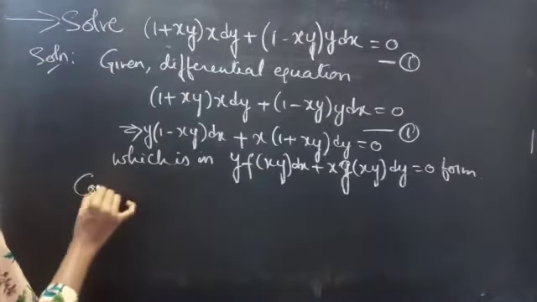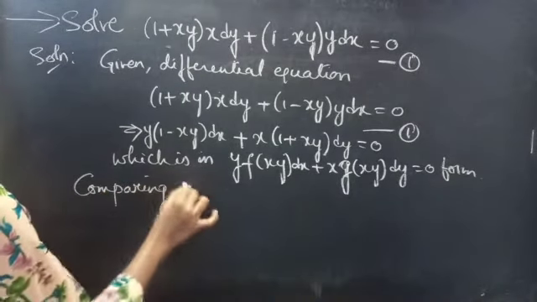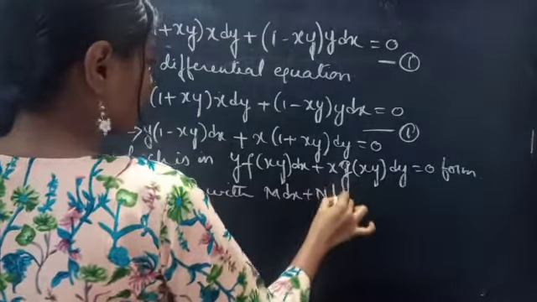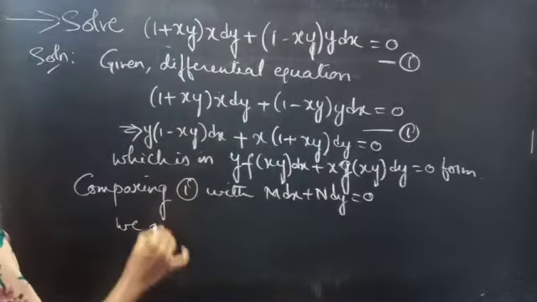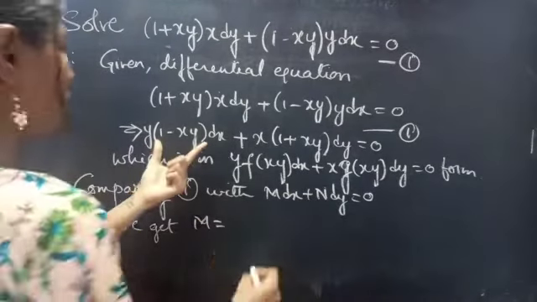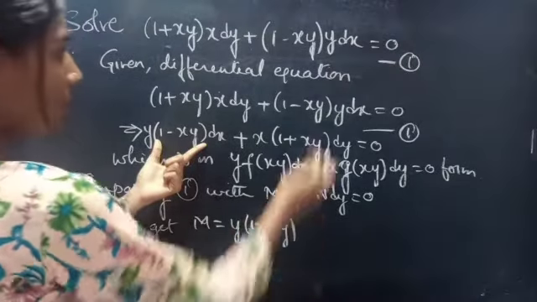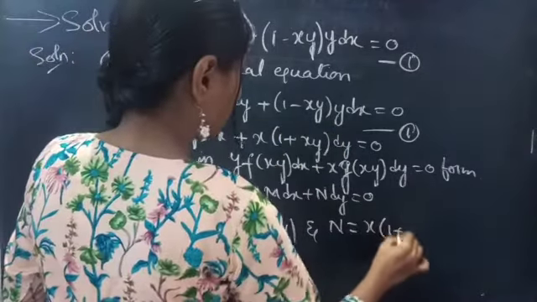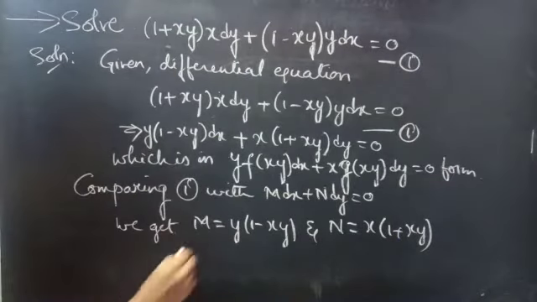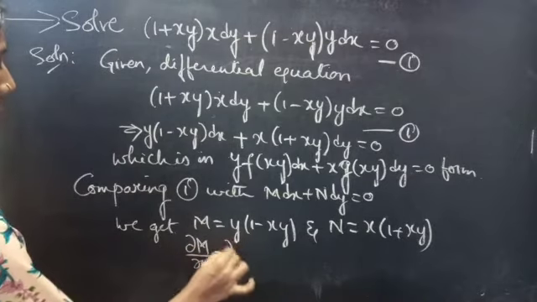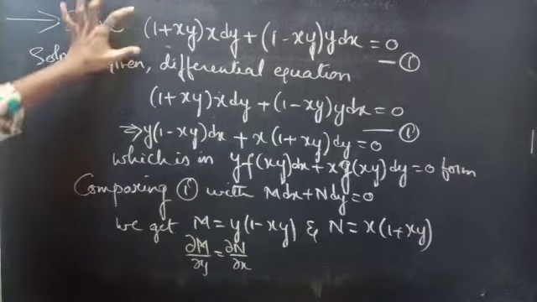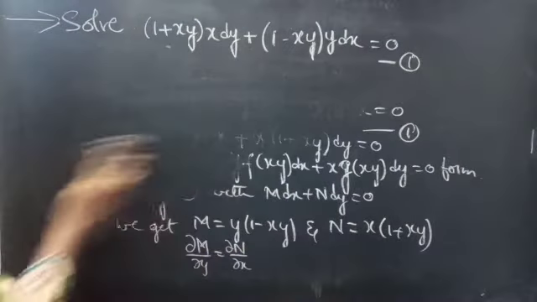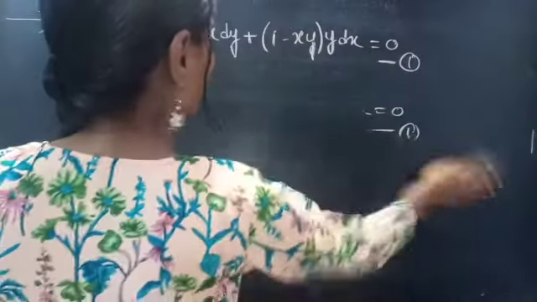Now, comparing 1 with M dx + N dy = 0, we get M = y(1−xy) and N = x(1+xy). If the partial derivative of M with respect to y is equal to the partial derivative of N with respect to x, then we can say that the given differential equation is an exact equation. So now let's find the partial derivative of M with respect to y and the partial derivative of N with respect to x.